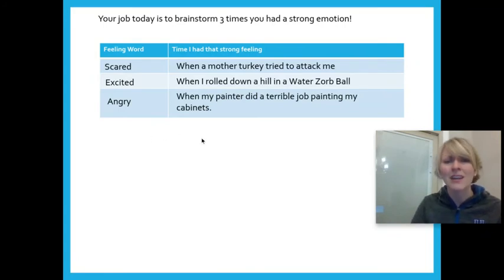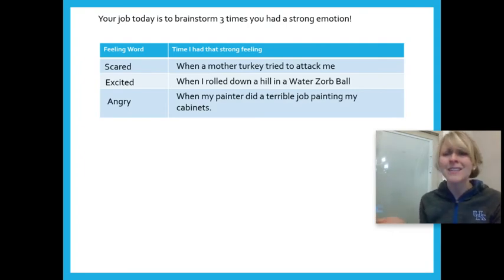I also went back to mine and I was thinking of other ideas because as writers, you get more ideas the more you think about things. And it's okay to change your mind once you've really thought about it. And I thought about mine here and I thought angry, and I was really angry when the painters did a bad job on my cabinets. But I thought of another one that I think would make an even better story.